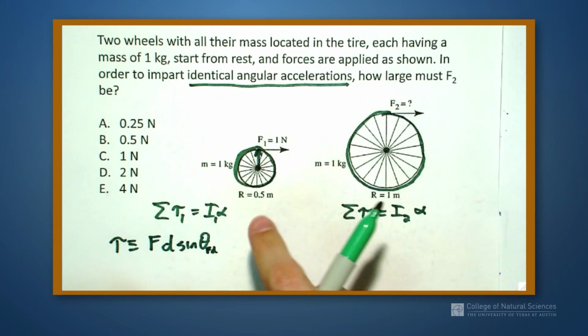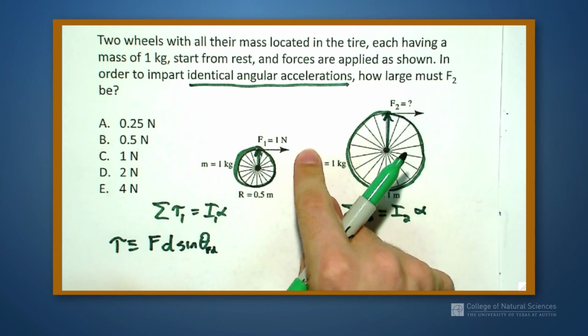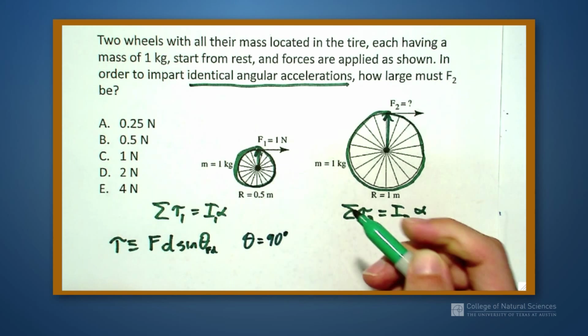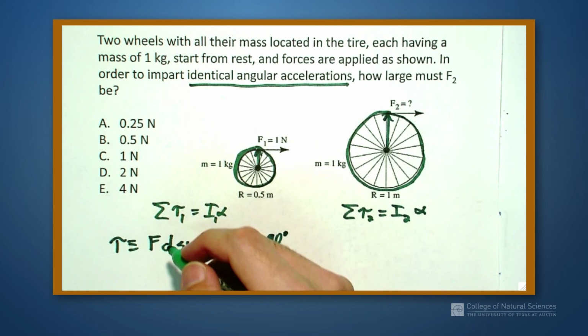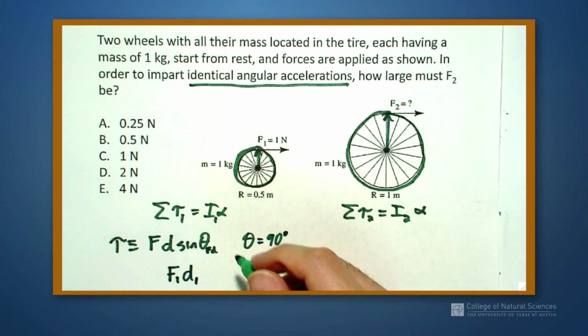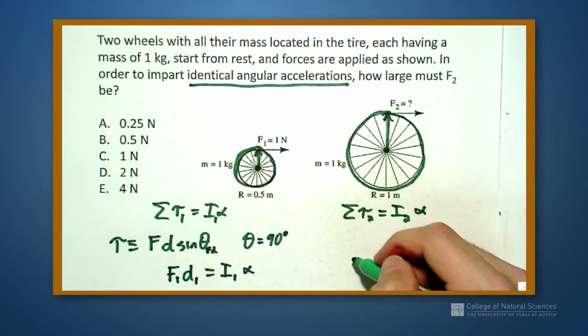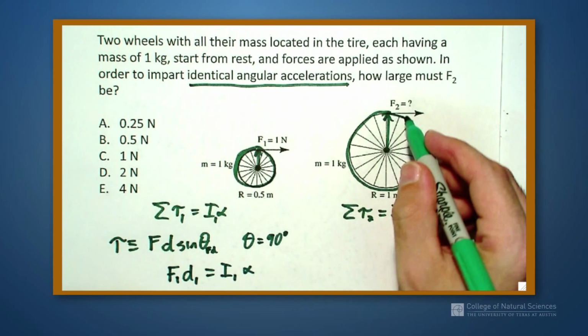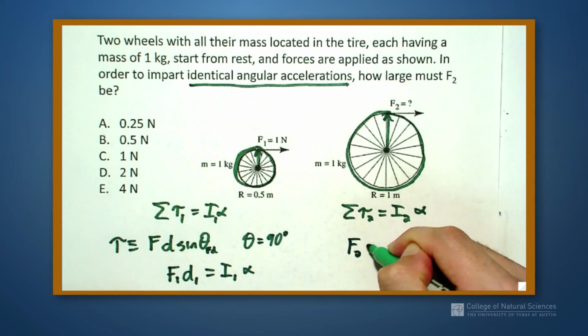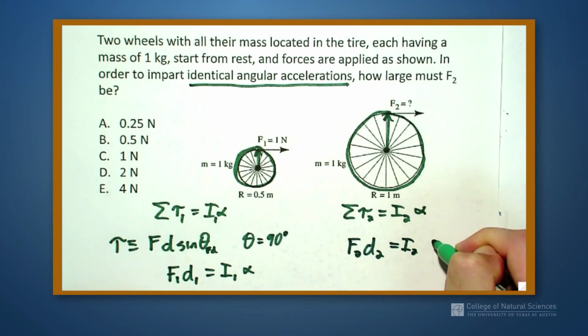Well, my distance vector points up in both cases. My force vector points horizontal, so my angle is going to be equal to 90 degrees, or my sine of the angle is 1. So torque 1 is F1 d1, and that's going to be equal to moment of inertia 1 times alpha. Torque 2, my net torque on this one, I have one force at one distance, so I have F2 d2 equal to I2 alpha. I'm not done yet because I don't know what I is.